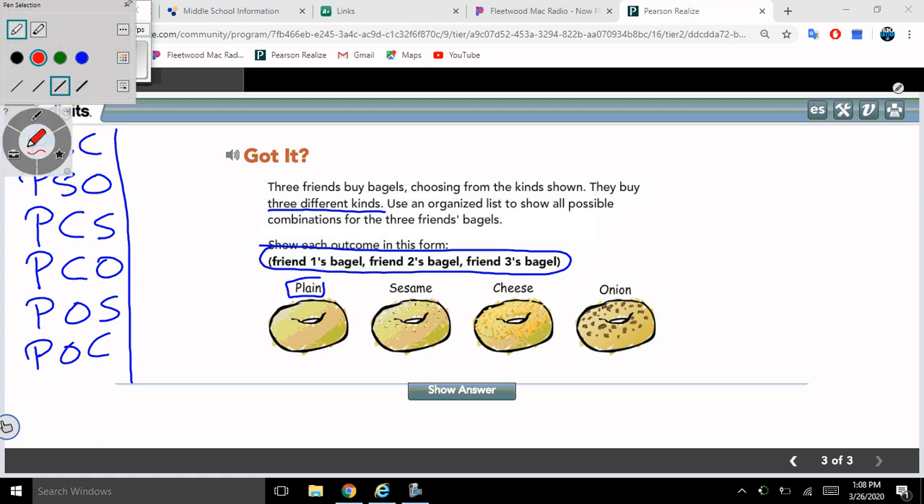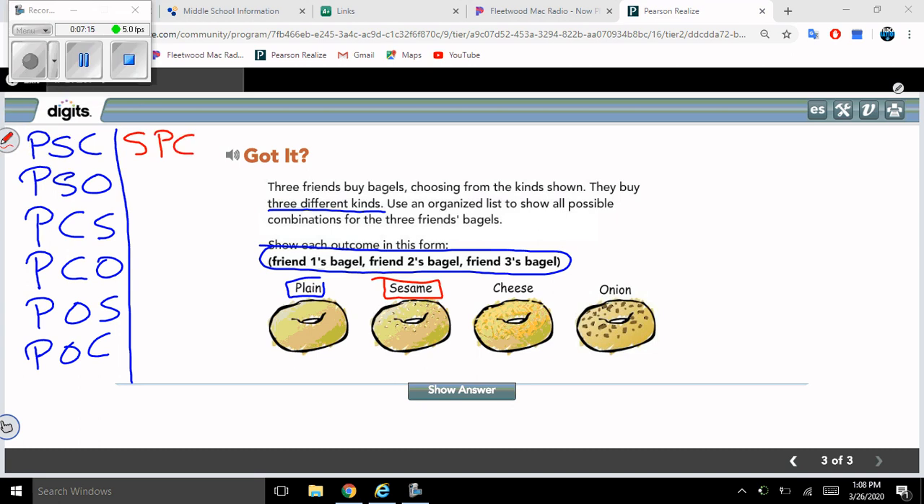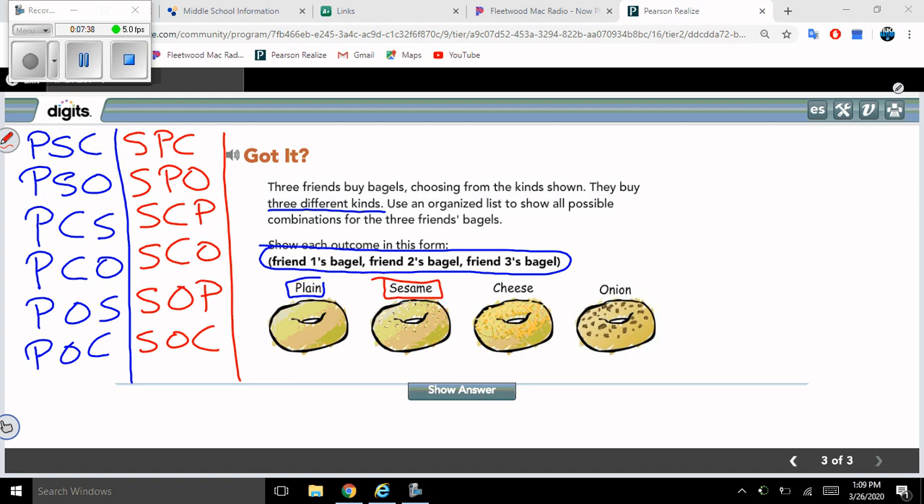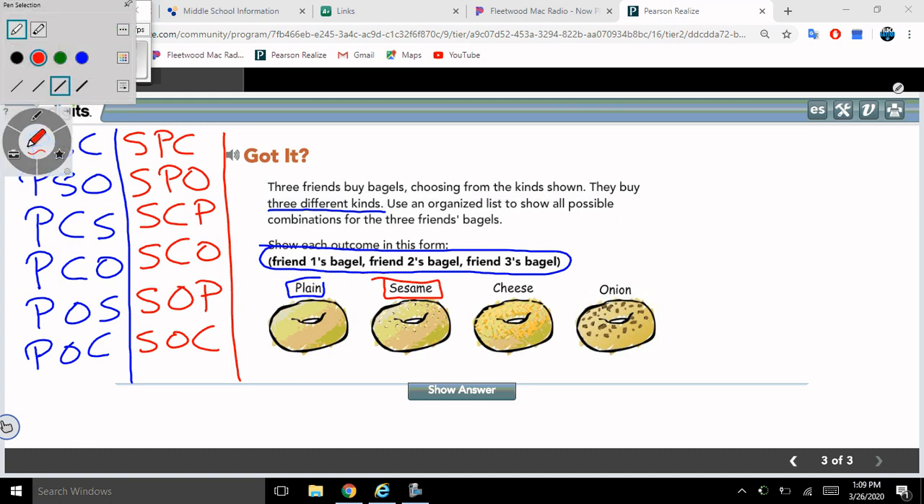Let's go to sesame now as my lead dog, okay? So the first kid's going to get sesame. If that's the case, we're going to go sesame followed by plain and cheese, sesame followed by plain and onion, sesame followed by cheese and plain, sesame followed by cheese and onion, sesame followed by onion and plain, and sesame followed by onion and cheese. So there's that group.